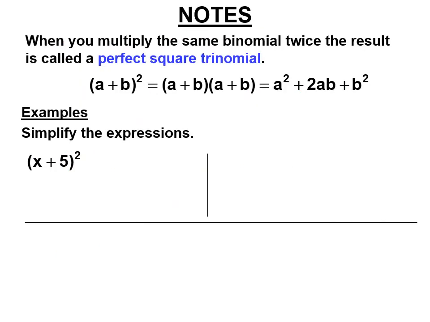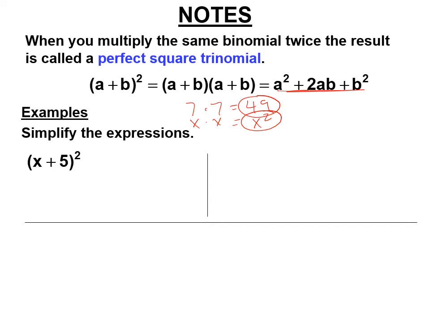All right, so now we're going to do the same binomial twice, and the answer is a perfect square, right? If you have 7 times 7, the answer is 49, and 49 is a perfect square. If you have x times x, the answer is x squared, a perfect square. If you have a plus b times a plus b, you get a squared plus 2ab plus b squared, and that's a perfect square trinomial.